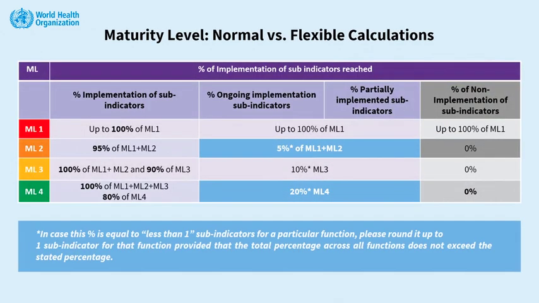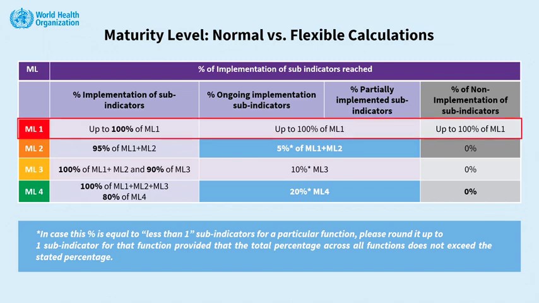In addition to the calculation so far described, called normal algorithm, the GBT provides the possibility to apply some flexibility in certain situations. Let's see how it works. With the flexible algorithm, for achieving maturity level 1, the regulatory authority should have attained 100% implementation of all the maturity level 1 sub-indicators. There is no flexibility here.